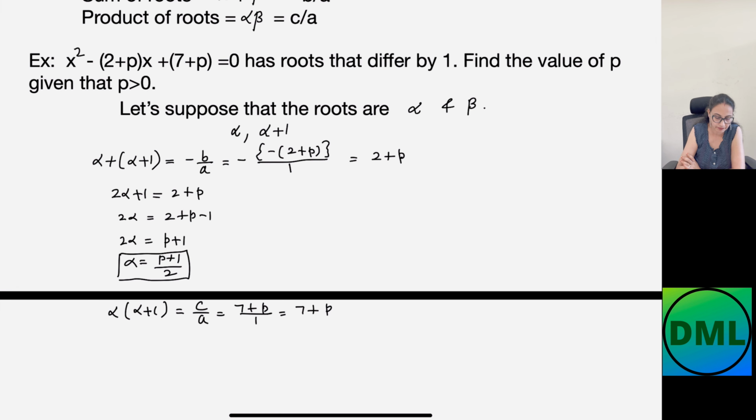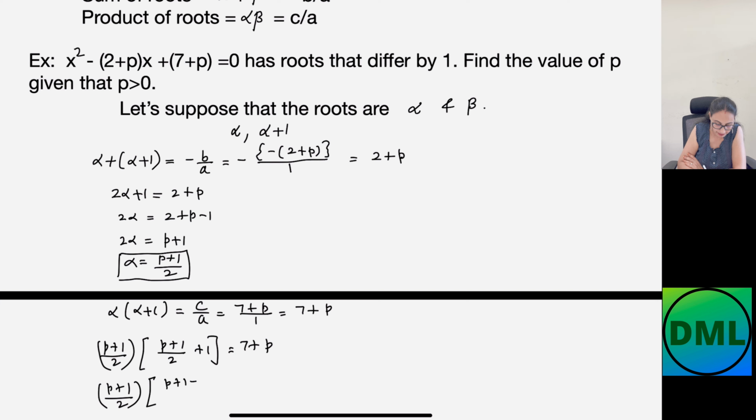Let's substitute the value for alpha, which is p plus 1 by 2, in this equation. p plus 1 by 2 bracket close, p plus 1 by 2 plus 1 is equal to 7 plus p. For p plus 1 by 2, let's take the LCM here. That will be p plus 1 plus 2 over 2, and that will be equal to 7 plus p. This will be written as p plus 1 over 2 bracket of p plus 3 over 2, which will be equal to 7 plus p.